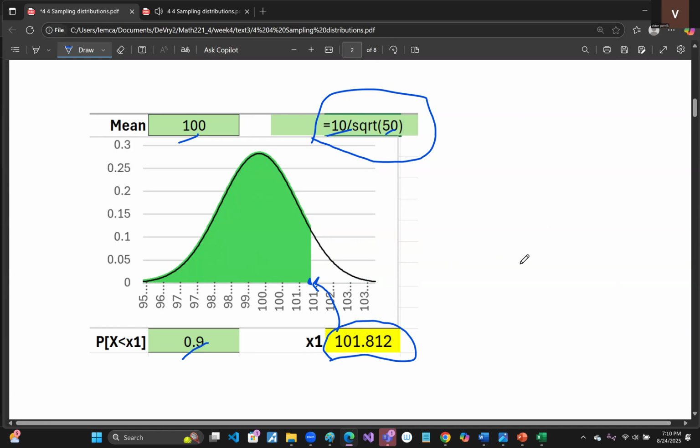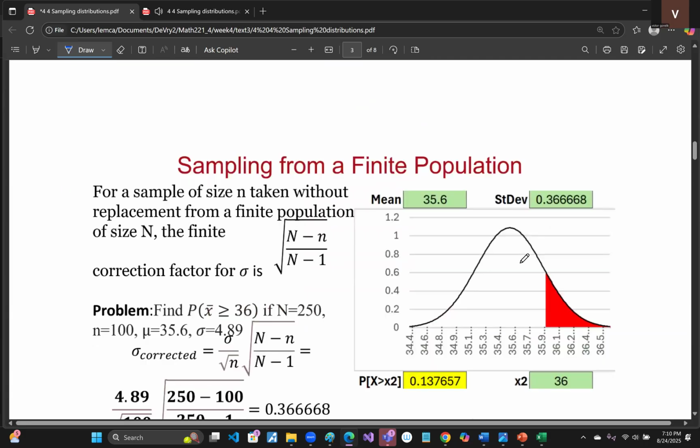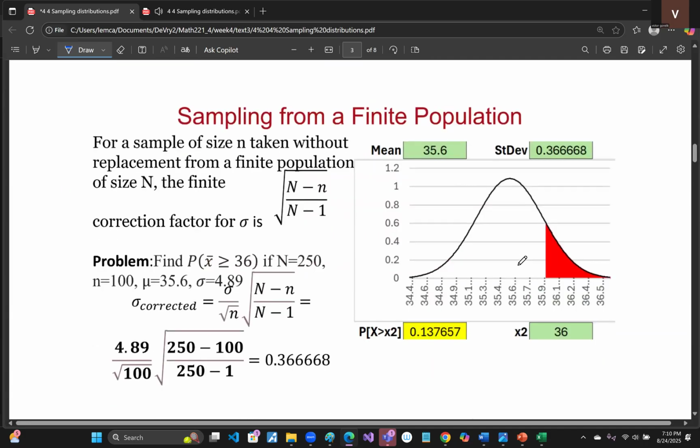When the size of the sample is comparable with the size of the population, 5% or more, and the sampling was performed without replacement, then the standard deviation of the sample average is not equal to sigma over the square root of n. It should be multiplied by the correction factor equal to the square root of capital N minus lowercase n over capital N minus 1, where capital N is the size of the population.